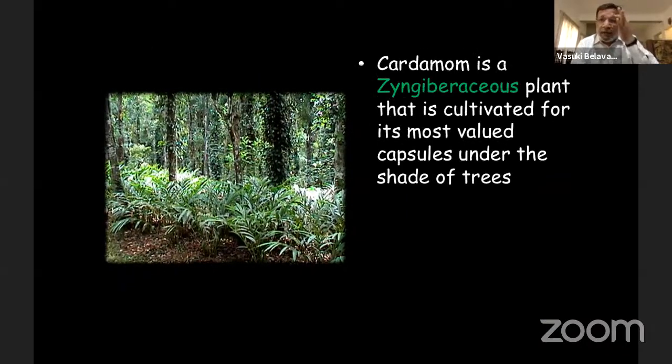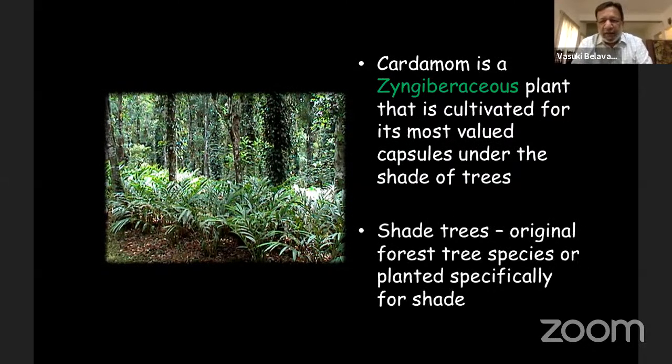And cardamom, as I said, is a zingiberaceous plant. It belongs to the ginger family and is cultivated for its most valued capsules under the shade of trees. The shade trees are original forest tree species and are specifically planted for the shade. Now, the shade trees are very important. In addition to providing shade for the cardamom plants to grow, shade trees also have flowers, and they should be flowering in the season when the cardamom is not flowering, so that they can keep the pollinators intact in the field. So for conserving pollinators, conserving shade trees also is important.